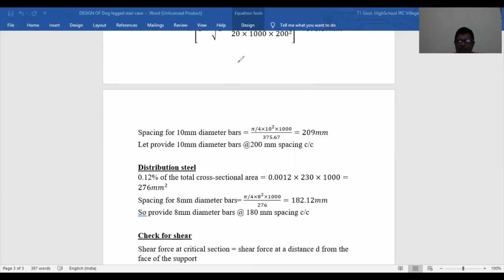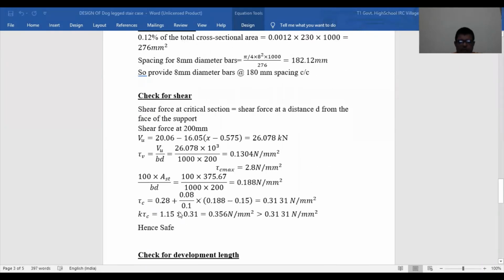Then after doing this detailing, you have to check for shear. So again, tau b should be less than k tau c, because it is a slab. Find out your load, where Vu is equal to the shear at a distance of 200 millimeter, the effective distance. We have seen the critical section is at distance d from the face of the support, or you can take it at the face of support.